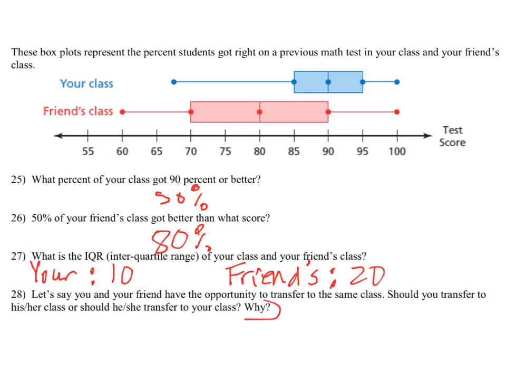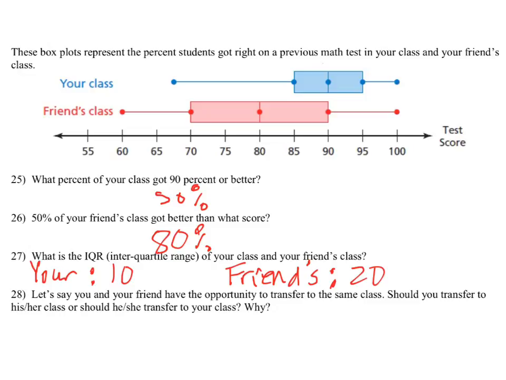And then you want to explain why. You want to say that 50% of yours, like everything above the median, is getting from 90 to 100, whereas in your friend's class, only 25% of the class is. And if you look at yours, 75% of it from the first quartile onward is getting better than half of his by far, and even a little bit more than 50% of his or her class.